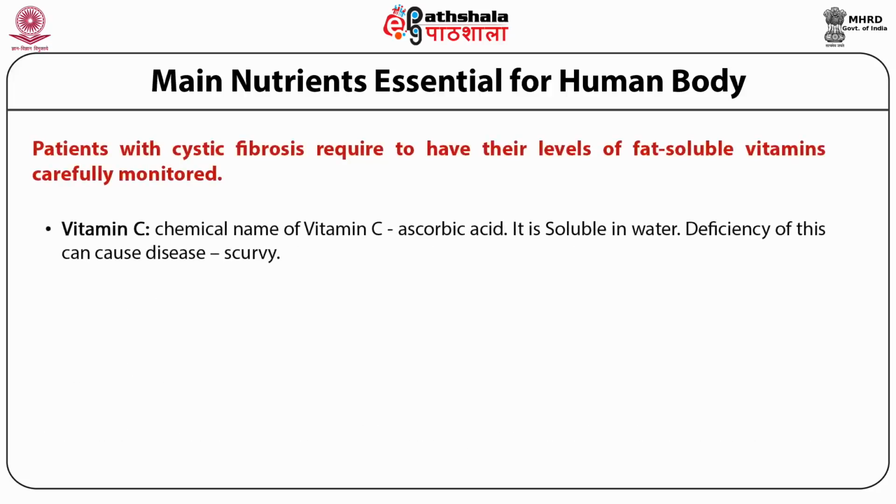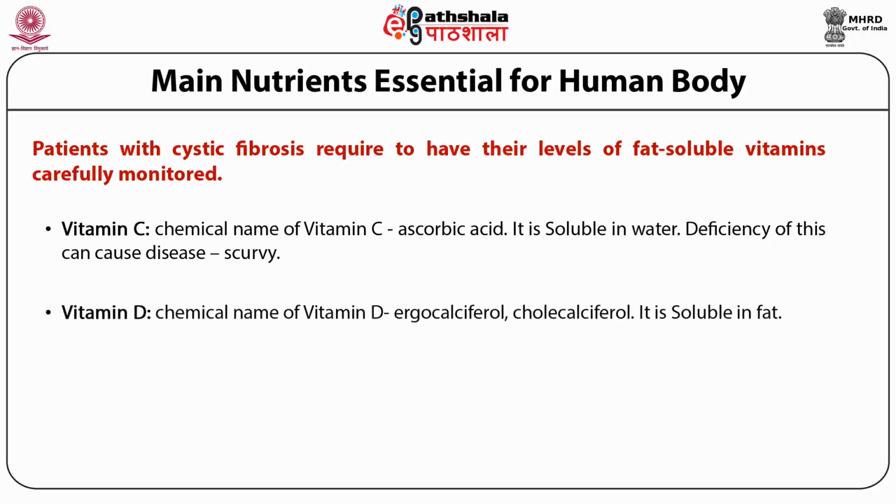Vitamin C is ascorbic acid, which is soluble in water, and deficiency can cause scurvy. Overdose of vitamin C results in diarrhea, nausea, skin irritation, burning upon urination, depletion of copper, and increase the risk of kidney stones.